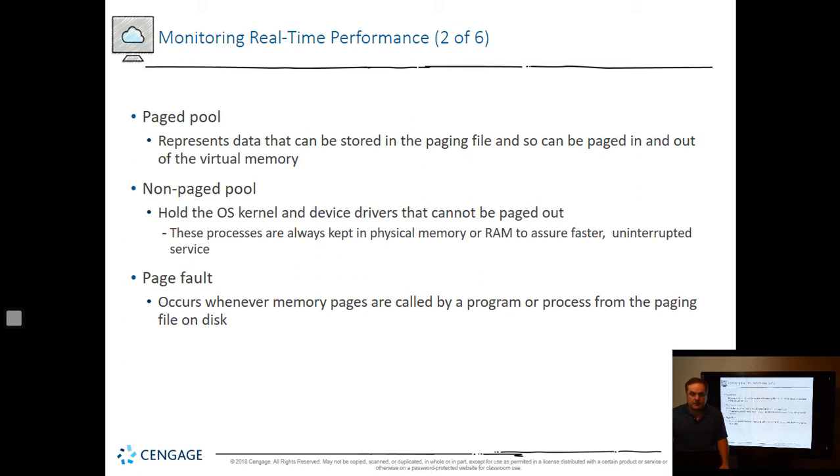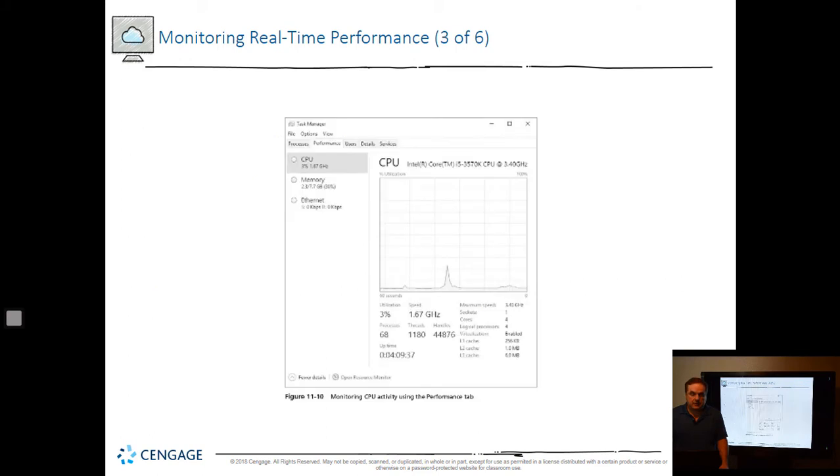Page faults occur when memory pages are called by a program or process from the page file on the disk. So every once in a while, you will get a page fault because the paging file is having a problem. Usually restarting the server will fix that issue.